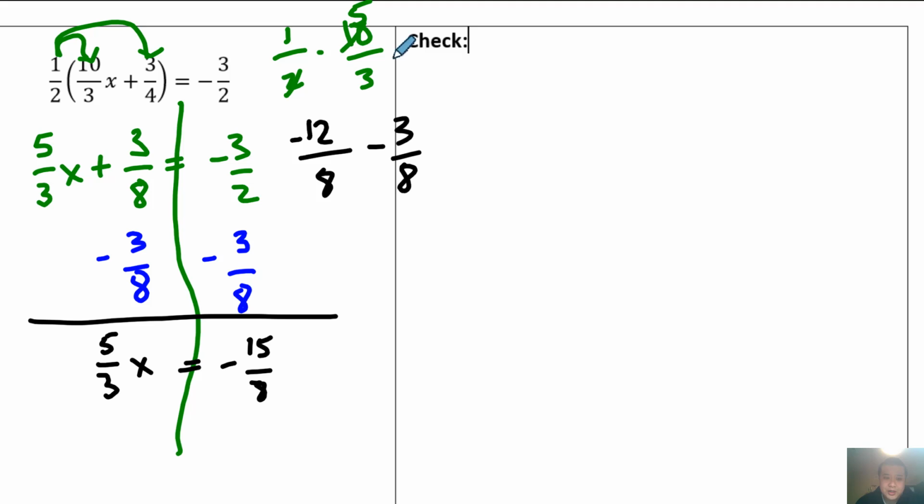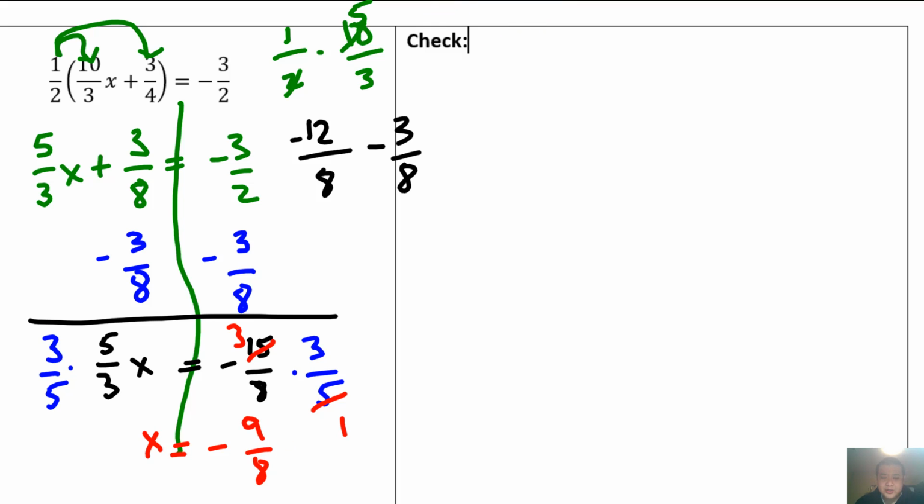Then we've got one more step to go. We're going to multiply both sides by the reciprocal of 5/3, which is 3/5, times 3/5. Okay, and that means that we can do some cross-canceling here. This 5 goes into 15 3 times. This goes into it once. And so what we get at the end is x equals negative 9/8.